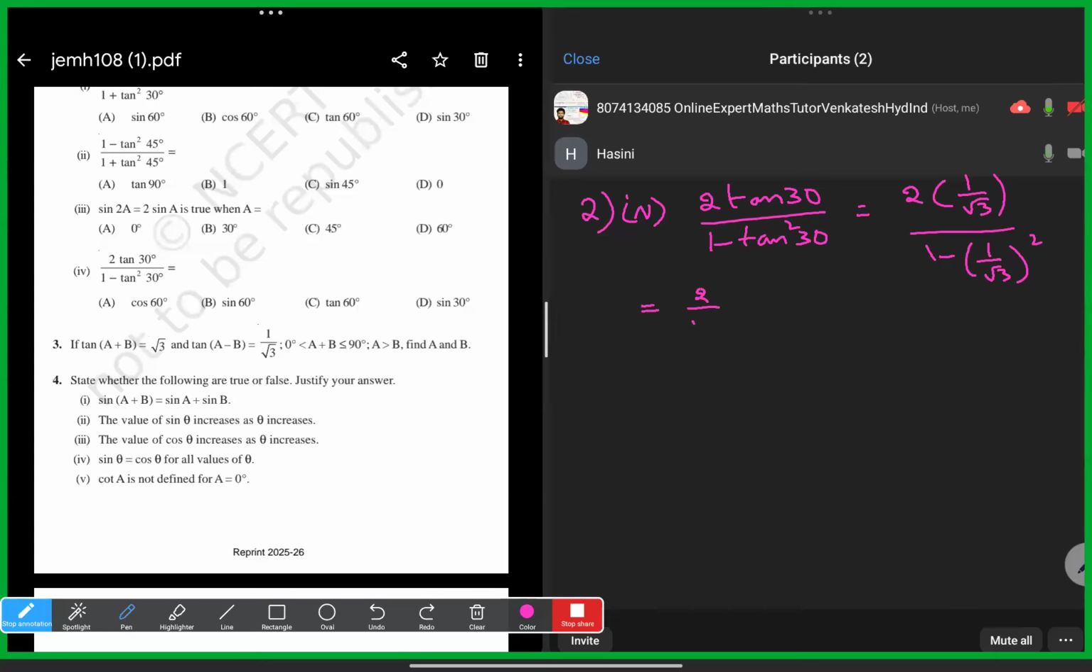So 2 into 1 by root 3, 2 by root 3, Hasni, by 1 minus 1 by root 3 whole square is 1 by root 3 into 1 by root 3, 1 by 3, Hasni. Now denominator, this part we should make it into a single fraction, Hasni, by doing LCM. So 2 by root 3 by LCM is 3, Hasni. So you will get 3 by 3 minus, because this 1 by 1, so 1 by 1 we will make it into 3.